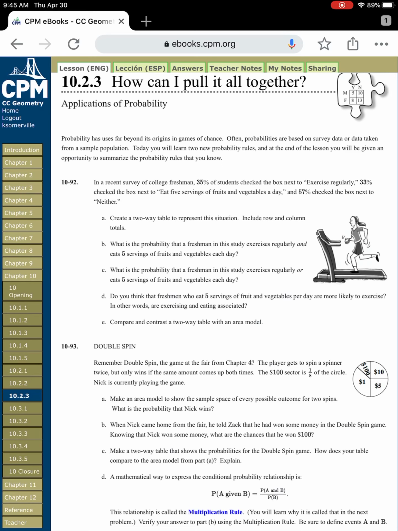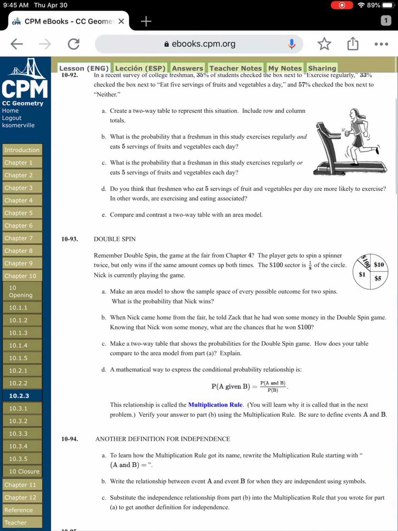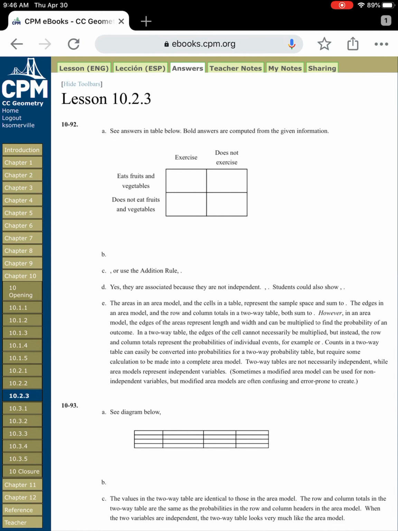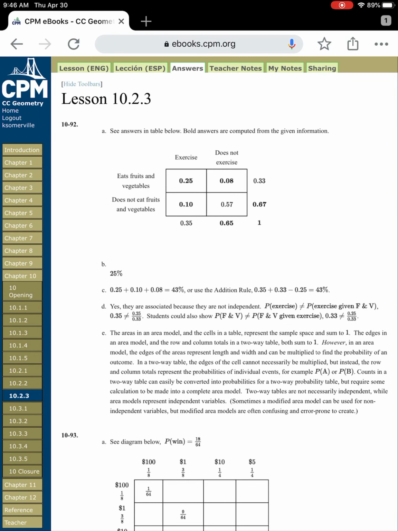And welcome back. So hopefully this lesson went well. We'll just talk quickly together to make sure that you've seen all the main ideas. For 92, we were given information about freshmen who were exercising or eating fruits and vegetables, and you were asked to make a two-way table for that. Instead of me redrawing it, let's rely on what we already have given here in the answer key, because they've set that up much nicer than I could draw that on my own anyway.